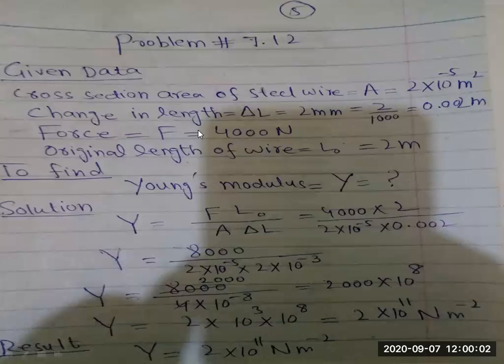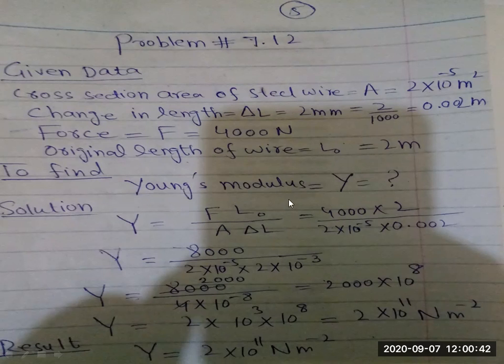And force is given as 4,000 Newton. Students, the original length of the wire is denoted with L naught. O stands for original length. The length of the wire is also given as 2 meters. We don't need to convert this into anything because the SI unit of the length is meter. I converted the smaller unit into SI unit, which is meter, by dividing by 1000. This is already in SI unit, Systeme International. The original length of the wire, L naught, is equal to 2 meters.